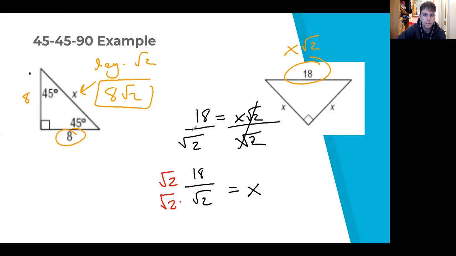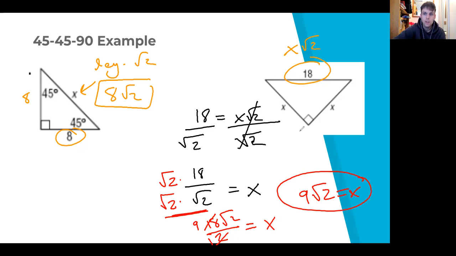So again, I'm multiplying by the square root of 2. On the bottom, I'm just going to get 2, and on the top, I'm going to get 18 times the square root of 2. Those don't actually go together, but there is a little simplifying that can take place. 18 and 2 are both divisible by 2, so if I divide those, I get 9 and 1. So this becomes 9 square root 2 for x. So these sides, my legs, are equal to the x. They are both 9 square root 2.